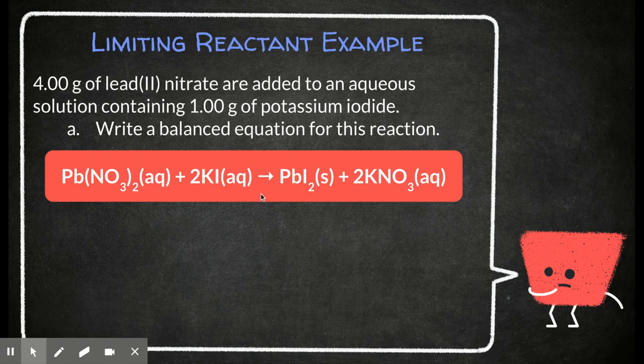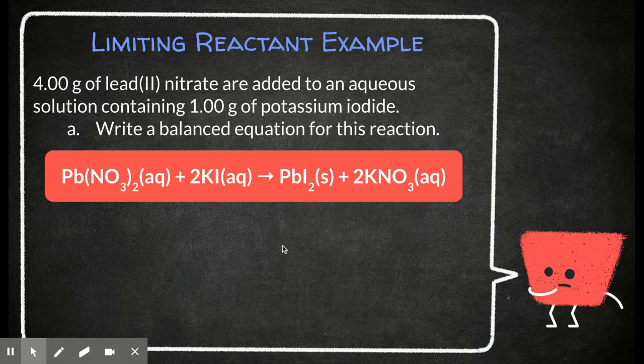So what you should get is lead-2 nitrate, Pb(NO3)2, is added to an aqueous solution containing 1 gram of potassium iodide. So potassium iodide is KI. Both of these are going to be aqueous solutions. And they're going to form together to create PbI2, which is going to be our precipitate, our solid. It's going to be lead-2 iodide. And potassium nitrate, which is going to be aqueous. Remember, nitrates are aqueous. And so to balance this, we can put a 2 in front of the KNO3 and a 2 in front of the KI. Now we have a balanced chemical equation.